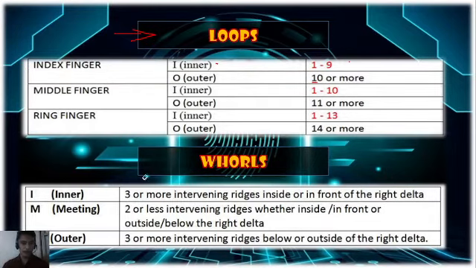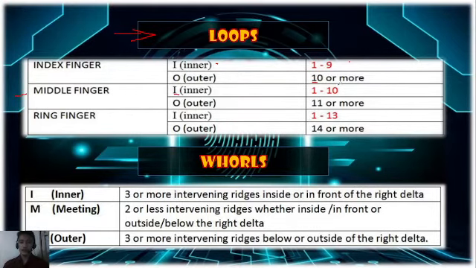And then, kapag 10 or more po siya, that is an outer loop. Okay? And with that, that is for index finger. For middle finger naman, paano naman po yun, sir? So, ito po yung table na gagamitin natin. So, mas mataas lang siya ng isa sa index finger.